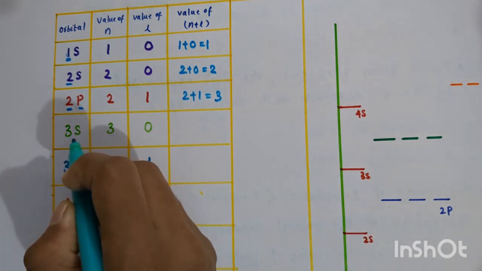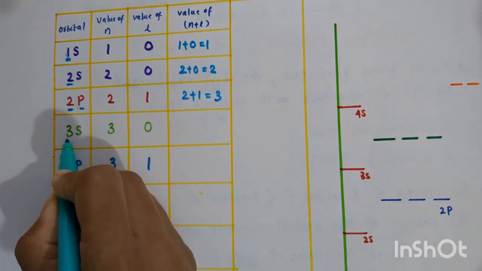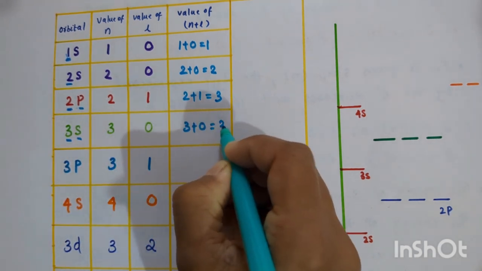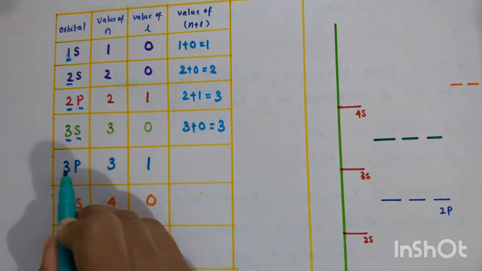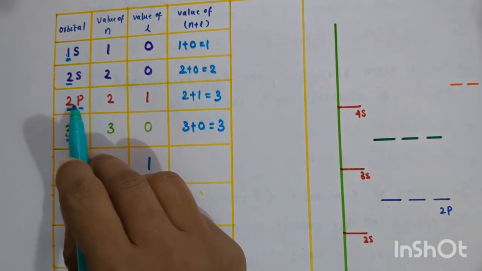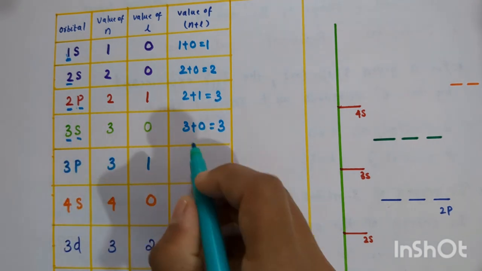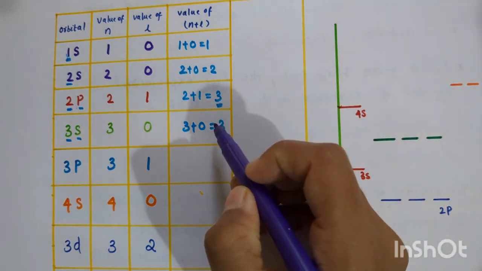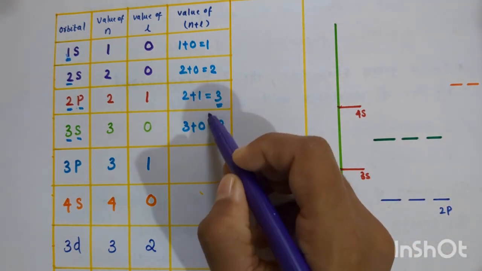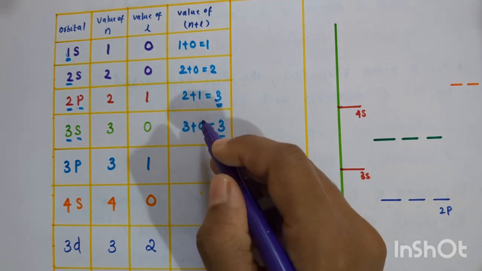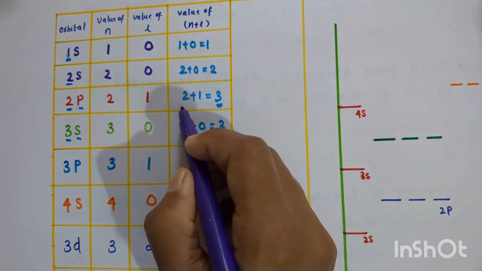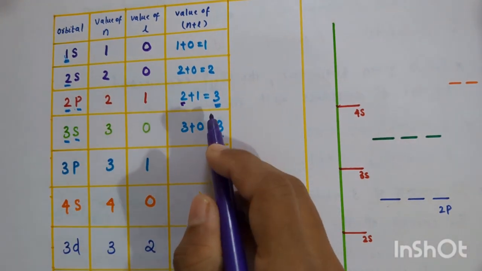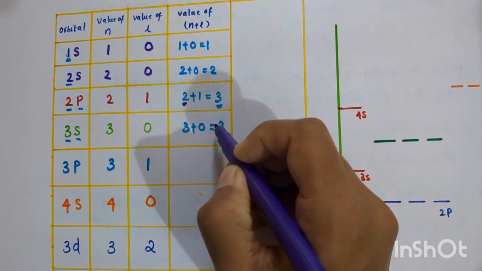Now when you consider the 3s orbital, principal quantum number n is 3. For s orbital, azimuthal quantum number is 0. So n plus L is 3 plus 0, which is equal to 3. When you compare these two, for 2p orbital, n plus L is 3, and for 3s orbital, n plus L is 3. Same n plus L. According to this rule, if both the orbitals have the same n plus L value, then the one with the lower value of principal quantum number n will have lower energy.